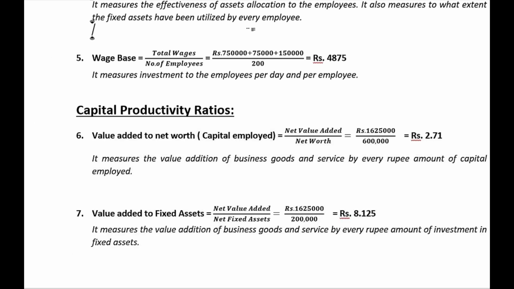Under the capital productivity ratio, we calculate value added to net worth and value added to fixed assets, and this ratio measures the value addition of business goods and services by every rupee amount of capital employed and investment in fixed assets.